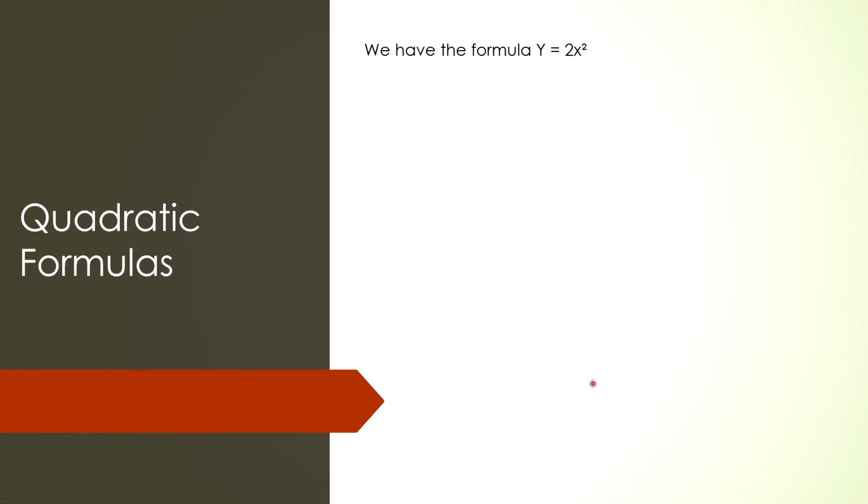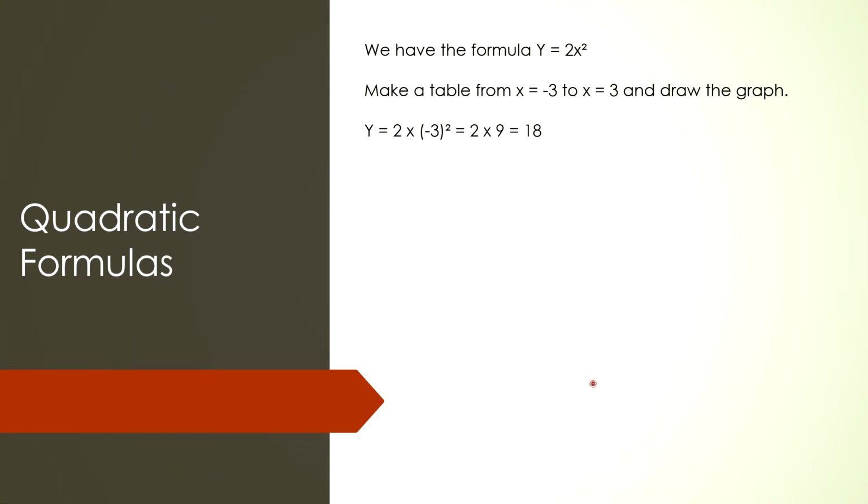We have the formula y equals 2x to the power of 2. Make a table from x equals minus 3 to x equals 3 and draw the graph. Well, we start with minus 3. We put it into brackets. 2 times 9 equals 18. Same thing with minus 2. Same thing with minus 1. Same thing with 0. Just pause it if it's going too quick and just try to understand the steps.